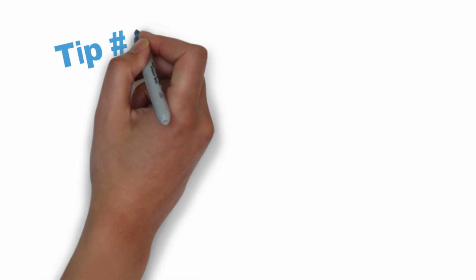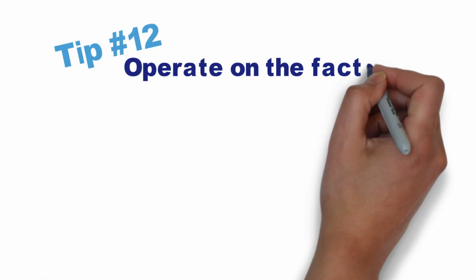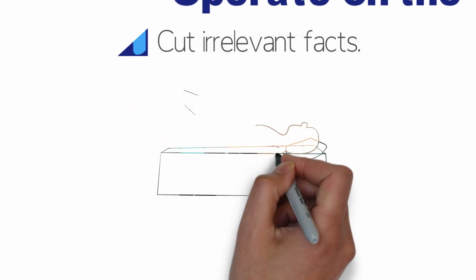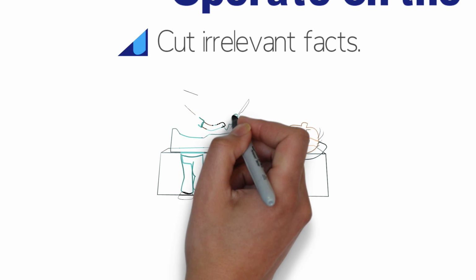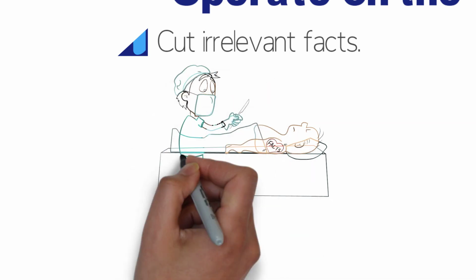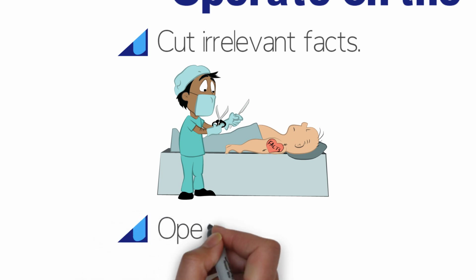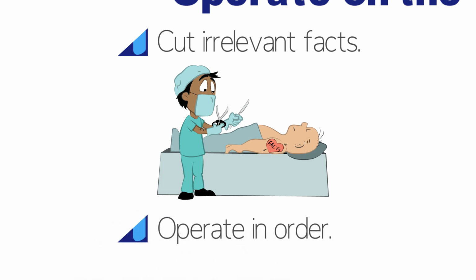Tip number 12, operate on the facts. Four key things to remember about operating. First, operate by cutting out the bad facts. Not every fact helps. Some are cancerous. Like the MBE, one thing that will help you isolate helpful facts is reading the actual questions before the accompanying fact patterns. Second, operate in order. Work through the facts in the order of the elements, factors, and relevant defenses laid out by your basic rules.